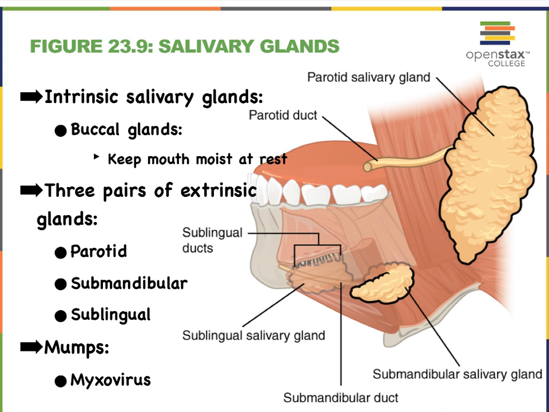So what are the intrinsic salivary glands? We often call them the buccal glands, bucca referring to mouth. They're located throughout the whole oral cavity, and their primary function is just to keep the mouth moist at rest. The extrinsic salivary glands tend to be stimulated by receptors to secrete saliva. So they are not always producing saliva. They need to be stimulated.